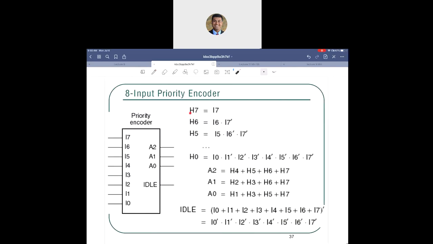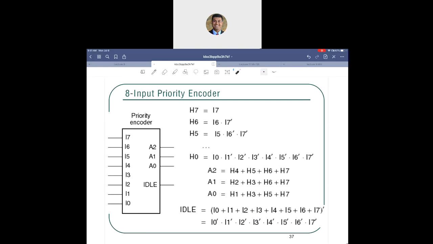And if I look here, H7 is I7, H6 is I6 and I7 complement, H5 is I5, I6 complement, I7 complement, and so on up to H0. And then you take those row expressions and write expressions for A2, A1, and A0, which are the 3 active high outputs. For A0, you are going to have 1, 3, 5, 7. For A1, you are going to have 2, 3, 6, 7. For A2, you are going to have 4, 5, 6, 7. Exactly the same way you had for a basic encoder.